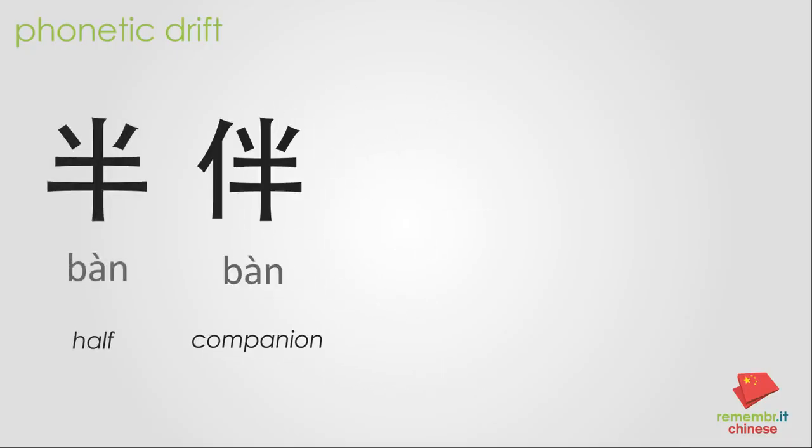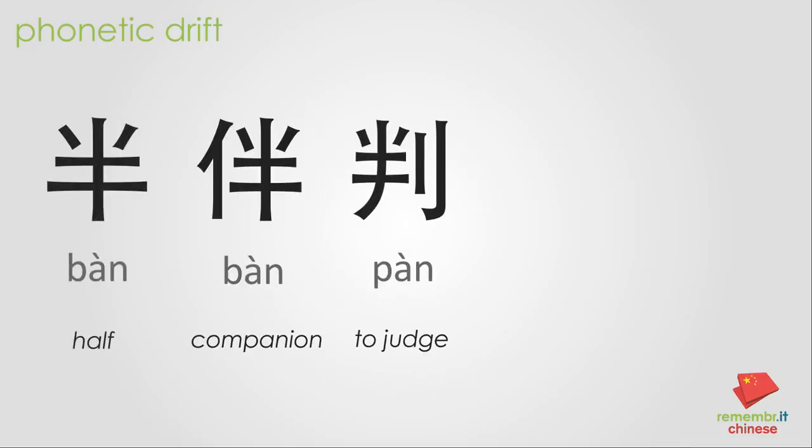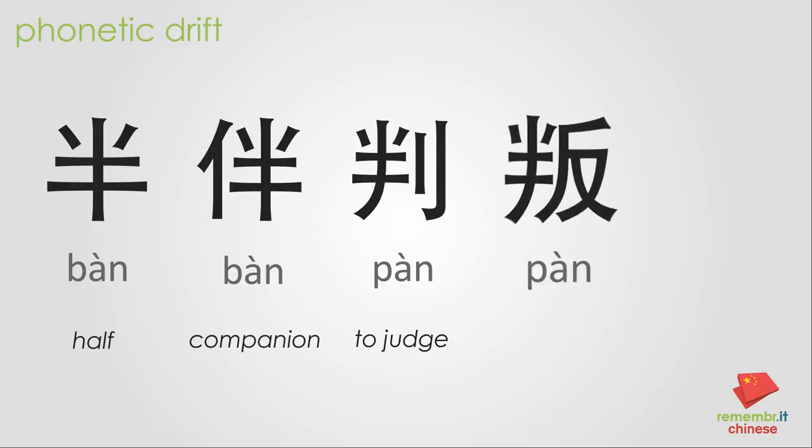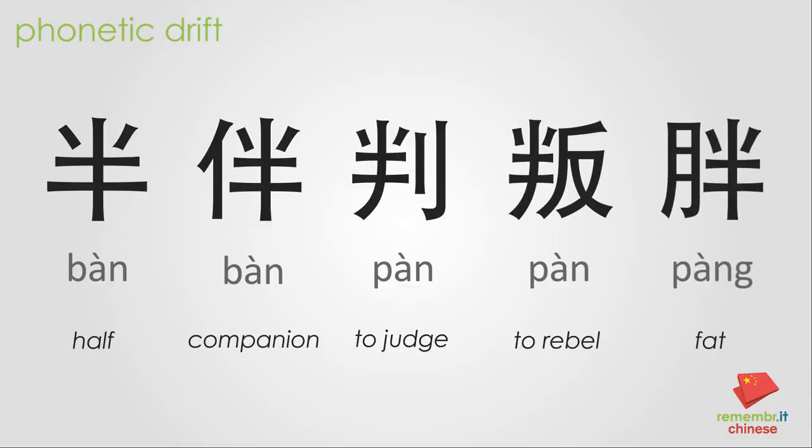However, in this character, 盼, we can see that the pronunciation has changed from the original B sound to an aspirated P sound. This is also the case for this character, 盼, meaning to rebel. In this character, 胖, we can see that the sound has drifted further from the original nasal N sound to the nasal NG sound. This phonetic drift has come about because characters have been developed over thousands of years by Chinese people speaking varying dialects.